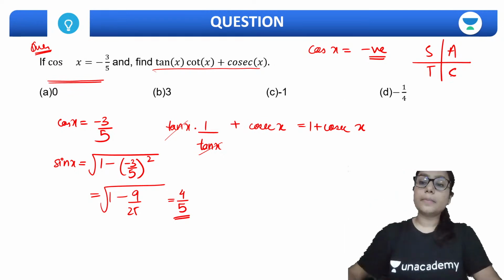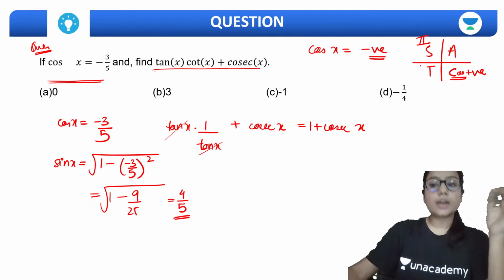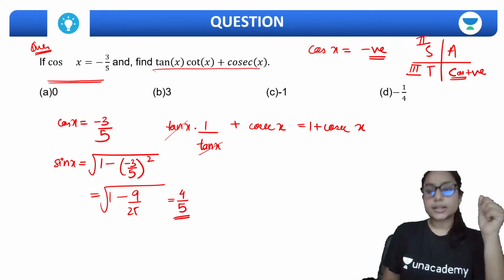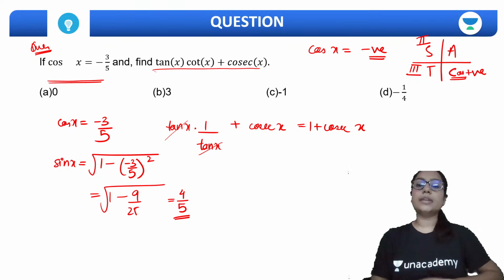Negative. Fourth quadrant में cos is positive. Cos is negative in the second quadrant and the third quadrant. Okay? Yes, Ankit, right. Second quadrant and third quadrant में cos की value negative है.